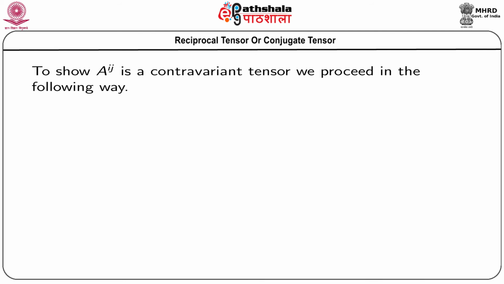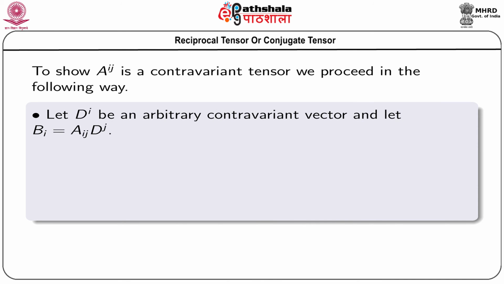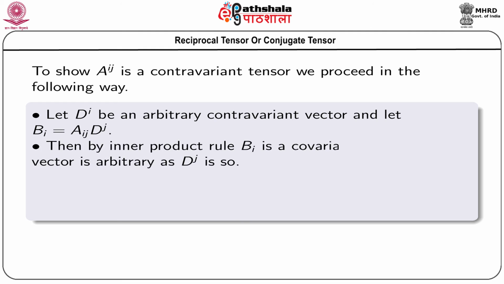Now, to show A upper ij is a contravariant tensor, we can proceed in the following way also. Let d^i be an arbitrary contravariant vector and let b_i equal A_ij d^j. Then by the inner product rule, b_i is a covariant vector. By the inner product of A_ij d^j we are writing b_i. So, b_i is a covariant vector. This vector is arbitrary as d^j is so.